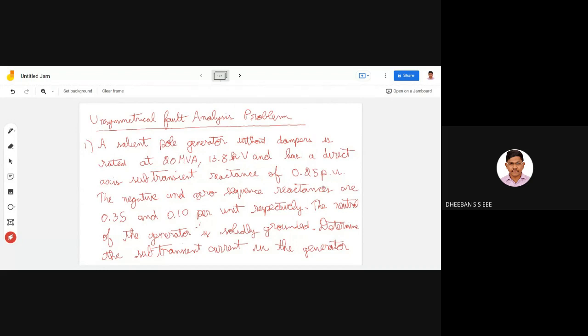After that, they have given your negative and zero sequence reactances. The negative is around 0.35 per unit, and the zero sequence is around 0.1 per unit. And finally, they have given that the neutral is grounded. They have asked to find your subtransient current, which is nothing but the fault current, at the generator side.